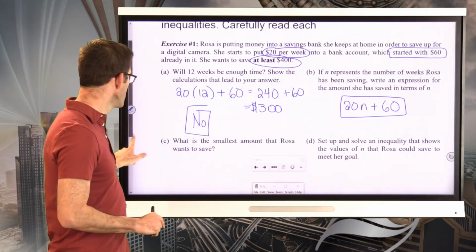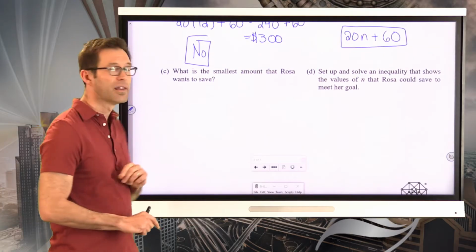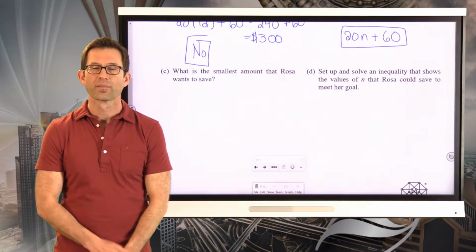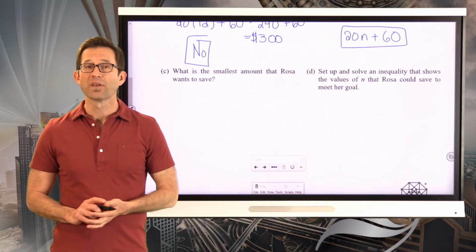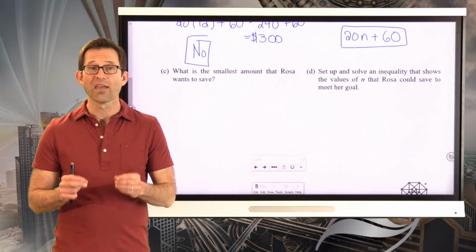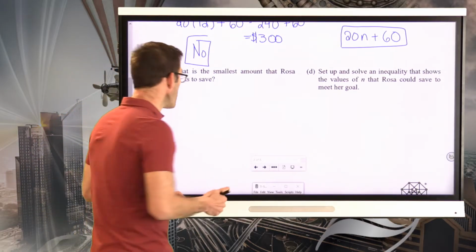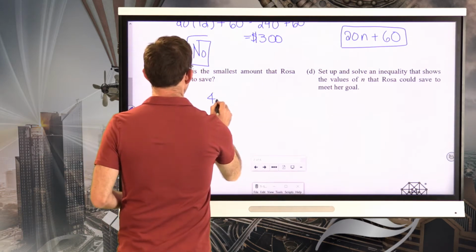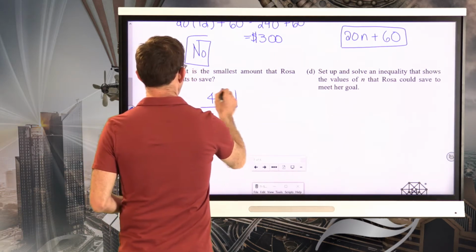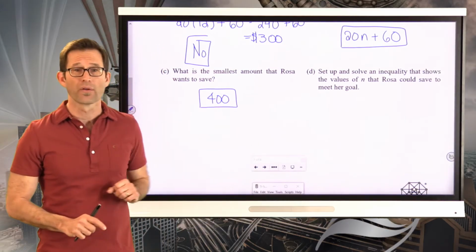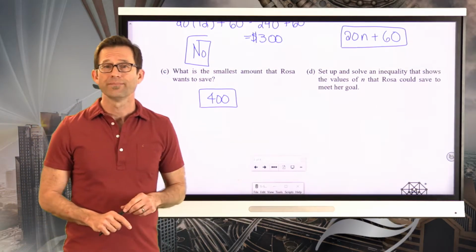Letter C, very easy. What is the smallest amount that Rosa wants to save? Well, that's really easy because the phrase that says she wants to save at least $400 means that the smallest amount that she could be saving is $400. Nothing more than that, right? That's it, $400.